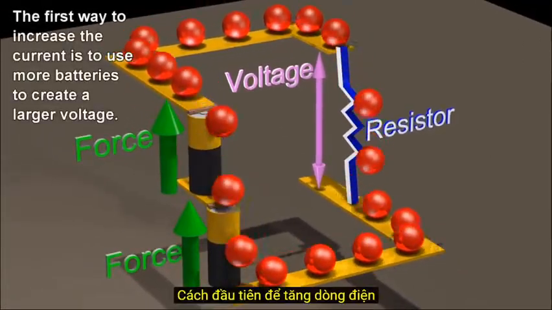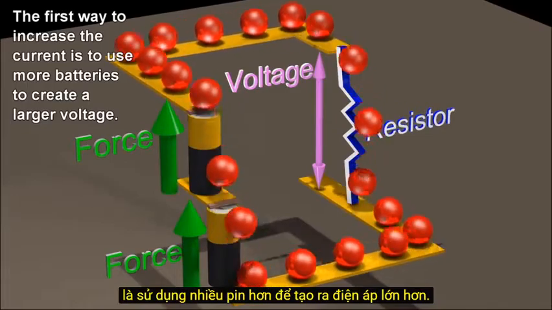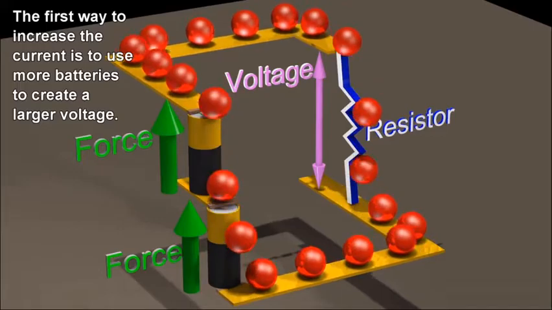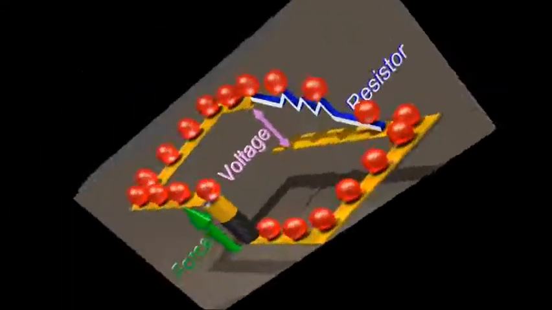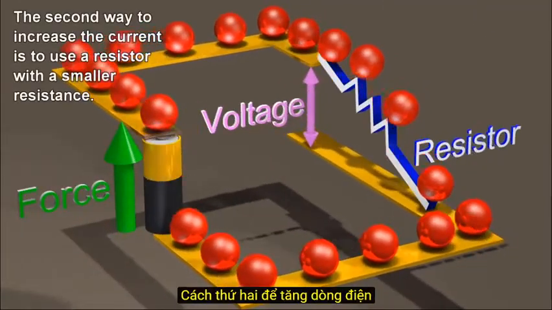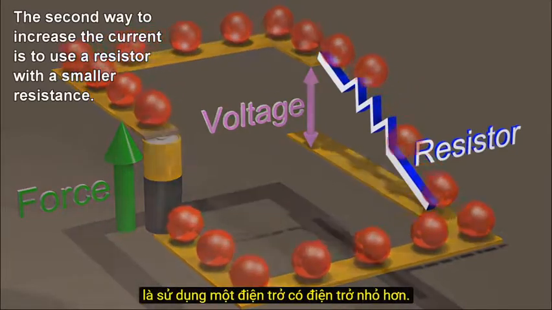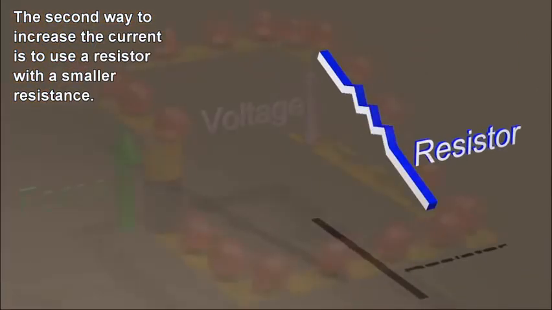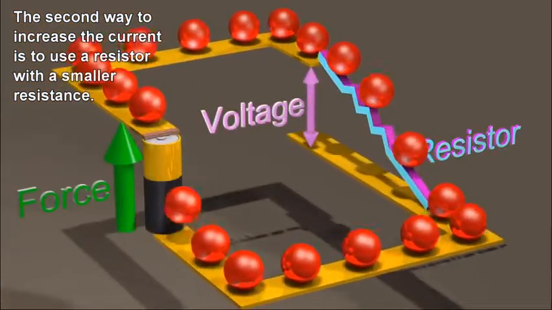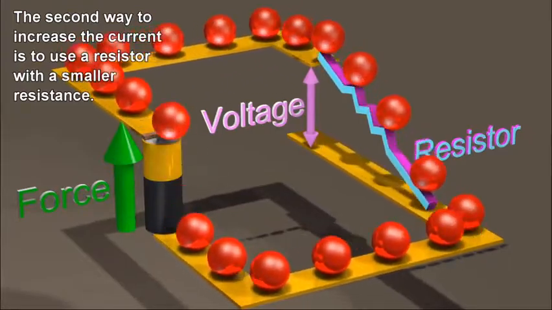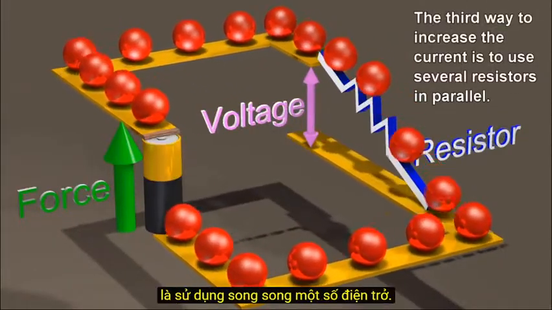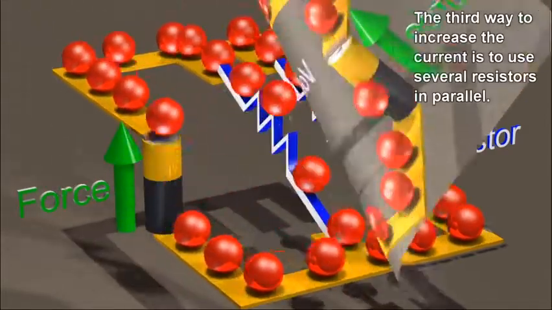The first way to increase the current is to use more batteries to create a larger voltage. The second way to increase the current is to use a resistor with a smaller resistance. The third way to increase the current is to use several resistors in parallel.